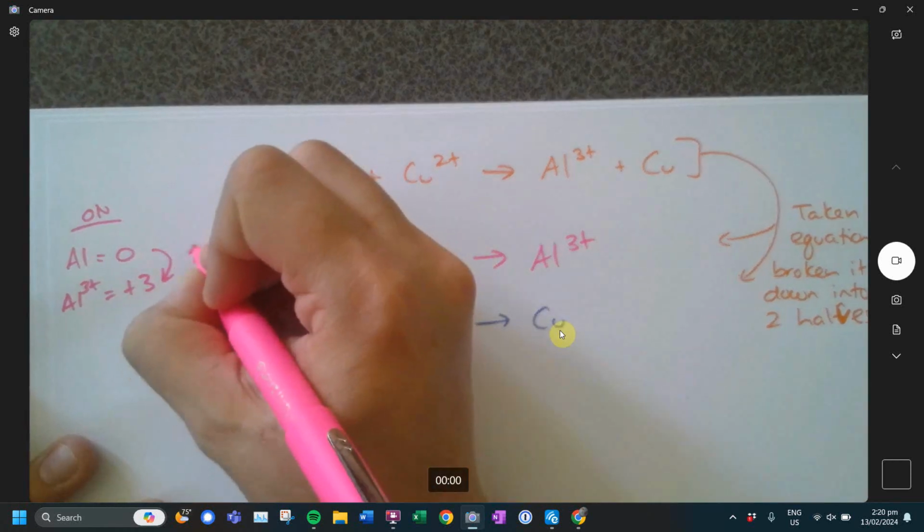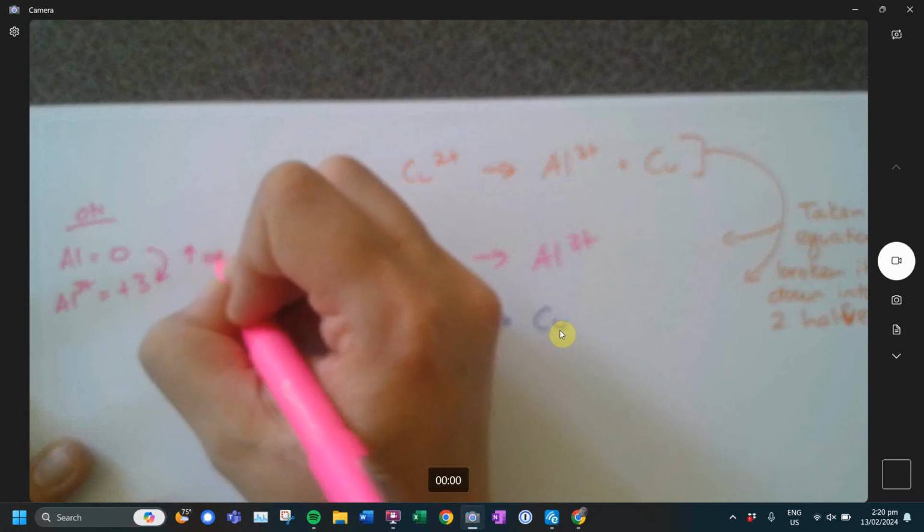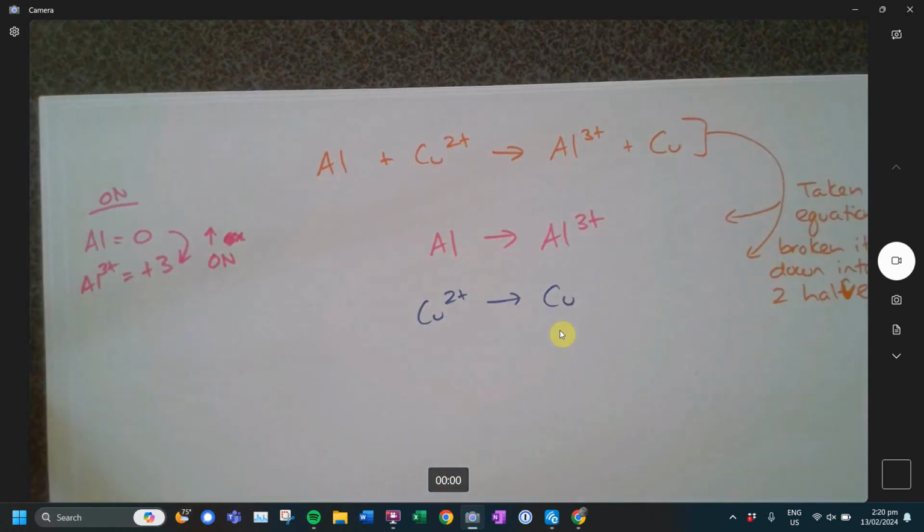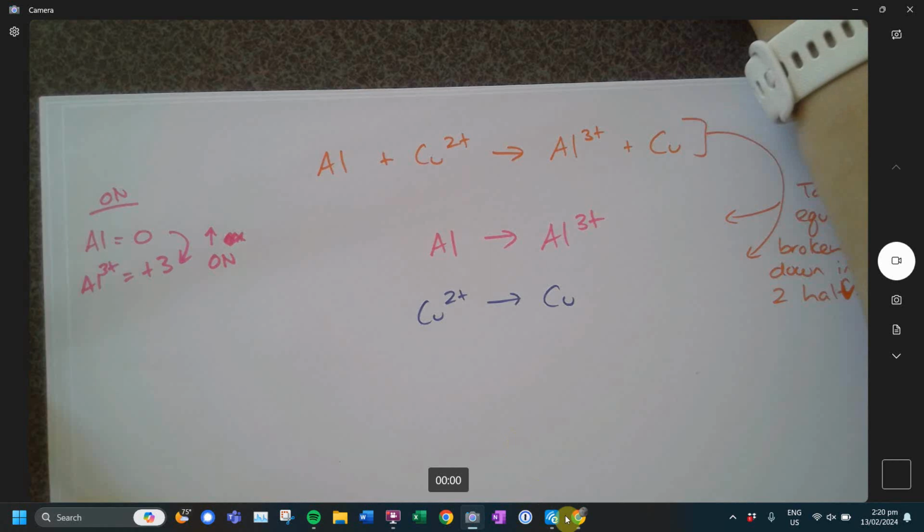So we see an increase in the oxidation number. So we think increase, oh dear, it keeps dropping out. That's not cool.